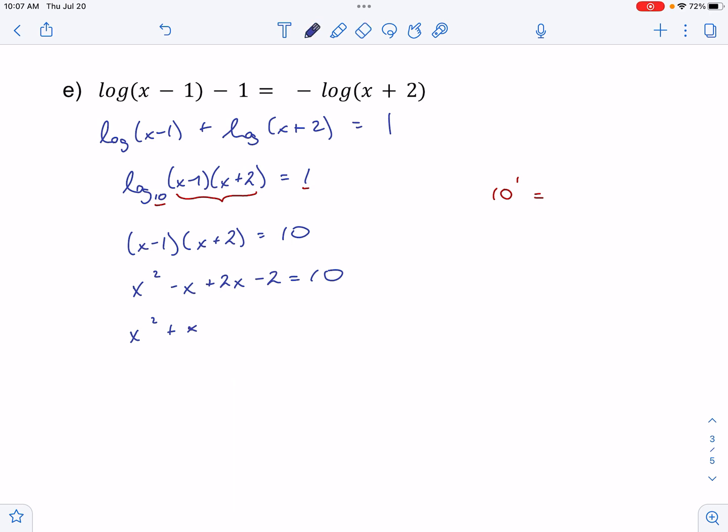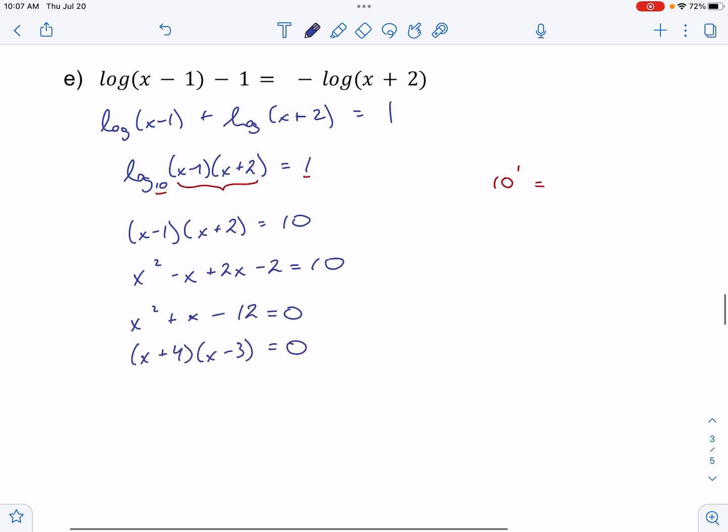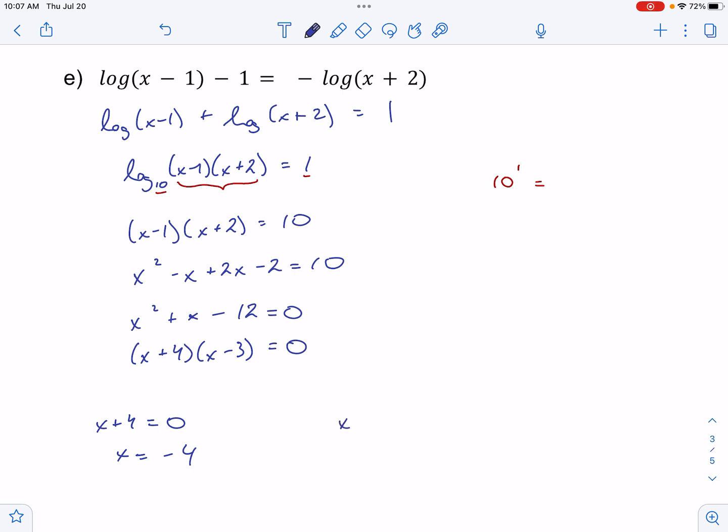X squared plus x, and then this will be negative 12 is equal to 0. I'll factor. This will be x plus 4, x minus 3. And so now we check our solutions. I get that x is equal to negative 4, or x is equal to positive 3.